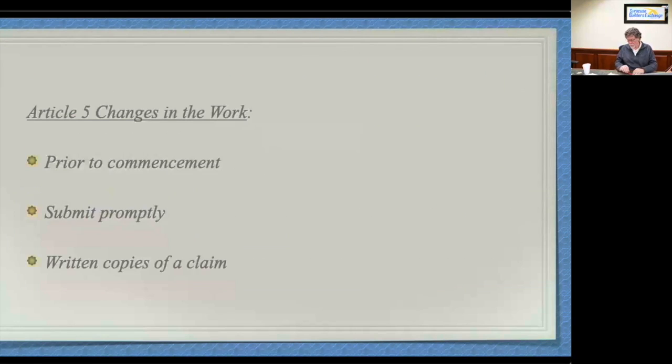Changes in the work. This is on page 31. Page 31 of the handout. The changes clause on your job as a sub may or may not be in an AIA document, because while the GC might have an A201, you may or may not have an A401. I don't know. But the A401 requires prompt submission of a claim, as opposed to what the A201 requires, which is 21 days.